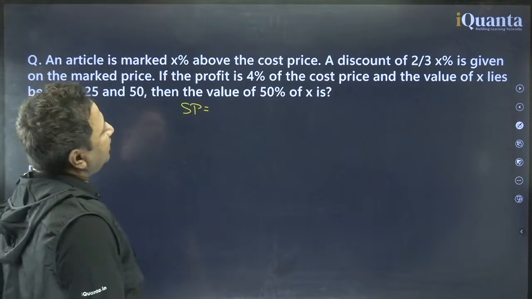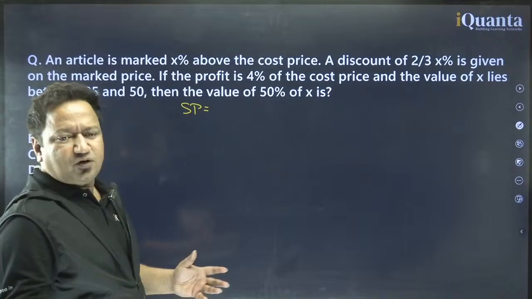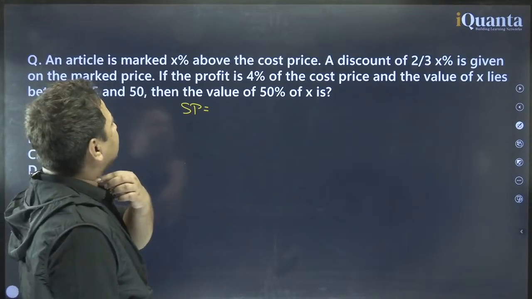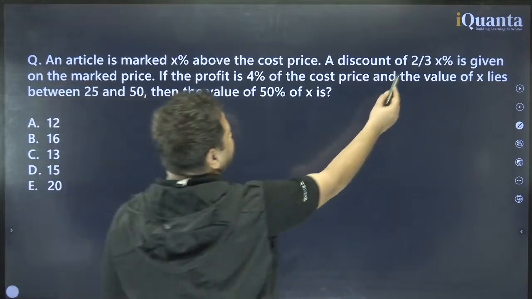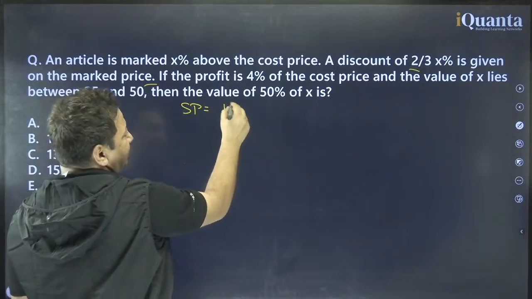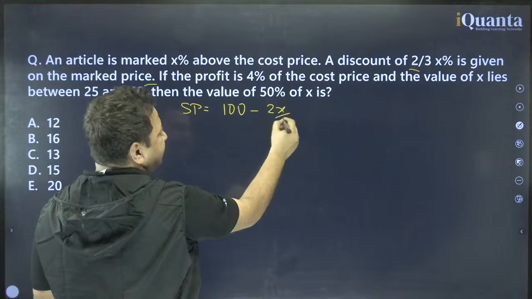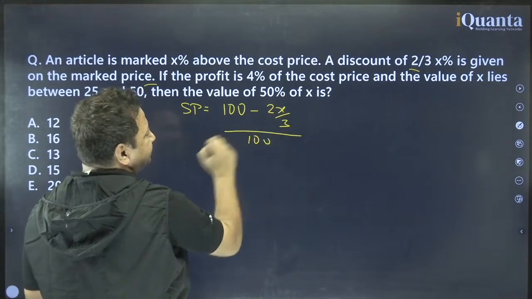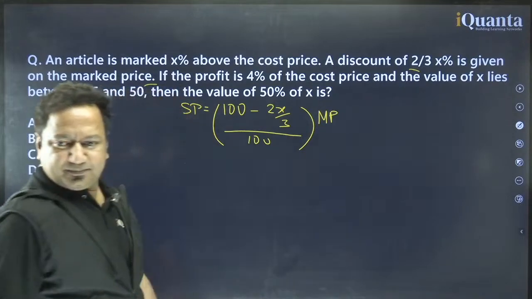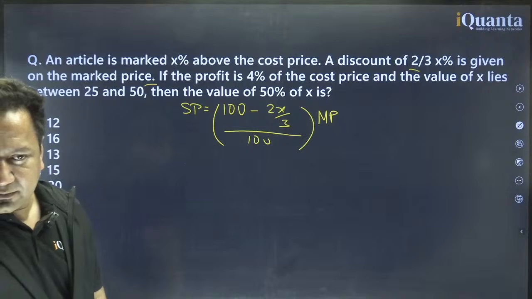What is selling price? It's cost price plus profit or cost price minus loss. That's what we know. It's also mark price minus discount. So if a discount of 2 by 3 x percent is given, basically selling price in terms of mark price will be (100 minus 2x by 3) upon 100 times mark price. Is that right?